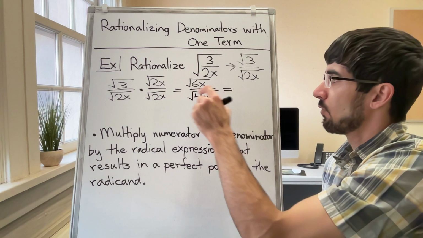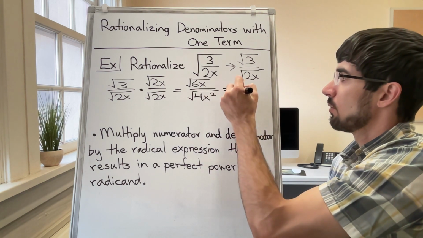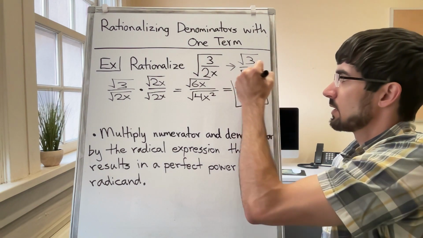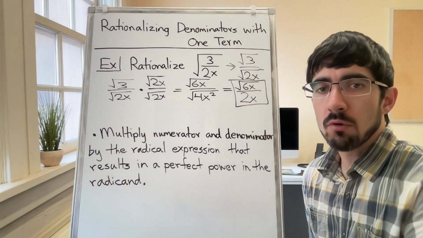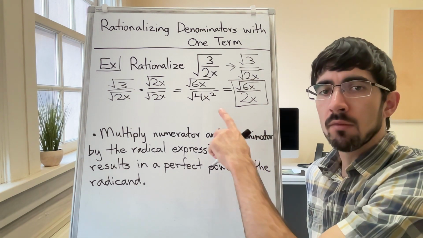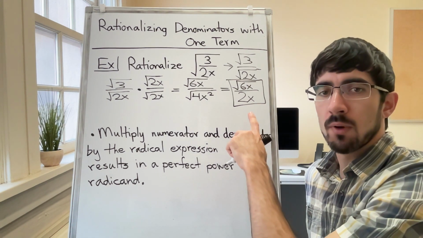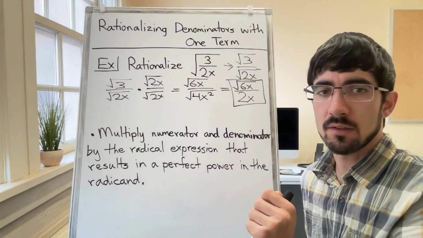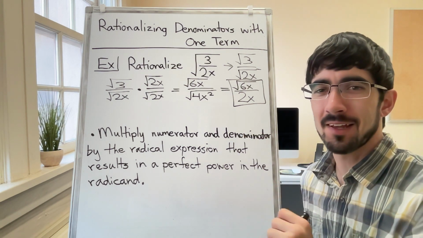The square root of 4x squared is simply 2x. The numerator stays as root 6x. And we're finished. We've rewritten this expression as an equivalent expression with no radical in the denominator. That's our goal when we're rationalizing denominators. Let's look at another example.